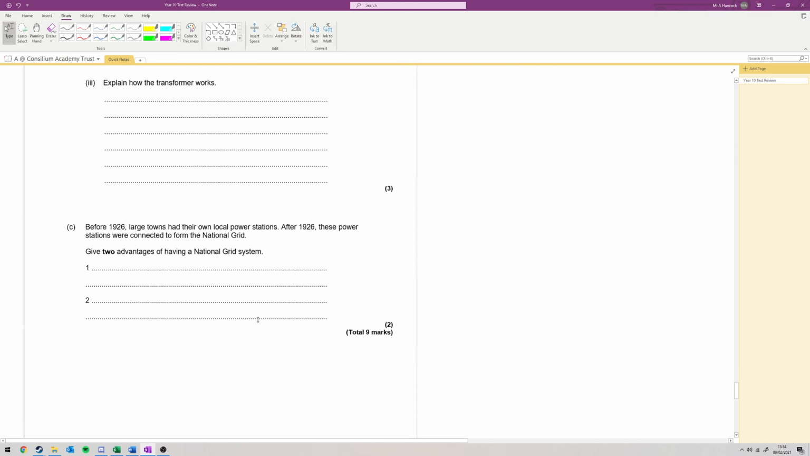Part 3, explain how the transformer works. Right, 3 marks, easy. There is an alternating current in the primary coil, 1 mark. Produces a, now this, you have to say this, changing magnetic field.